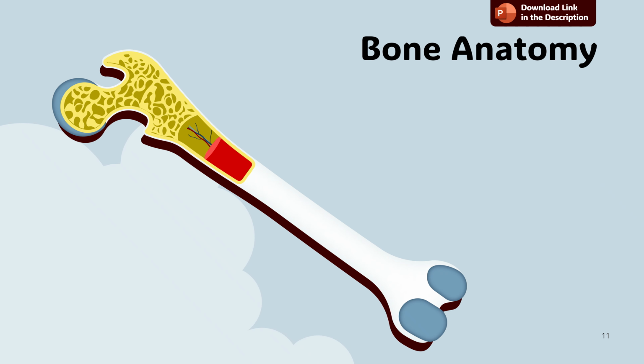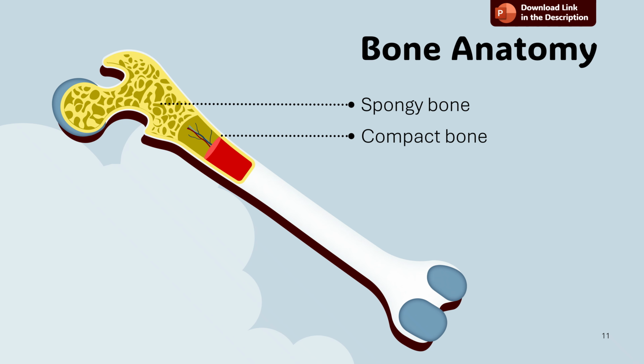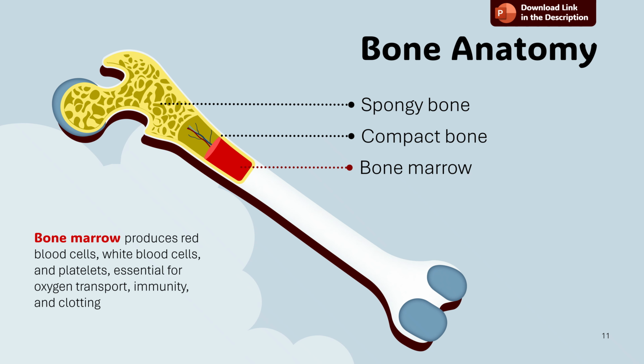The bone is composed of 2 main types of tissue: spongy bone and compact bone. Spongy bone, also known as cancellous bone, has a porous structure. Compact bone, on the other hand, is dense and forms the outer layer of the bone. Within the bone, especially in the cavities, is bone marrow, a soft tissue that plays an important role in hematopoiesis, the process of creating blood cells. Bone marrow is responsible for producing red blood cells, white blood cells, and platelets, which are essential for oxygen transport, immunity, and clotting in the body.